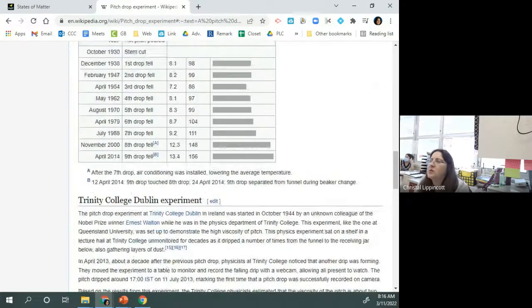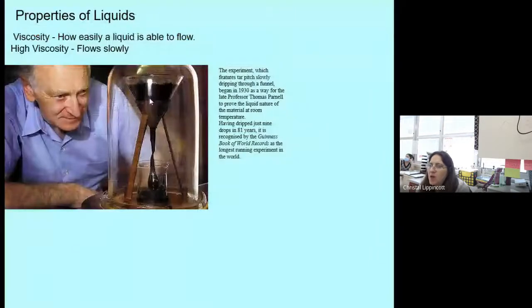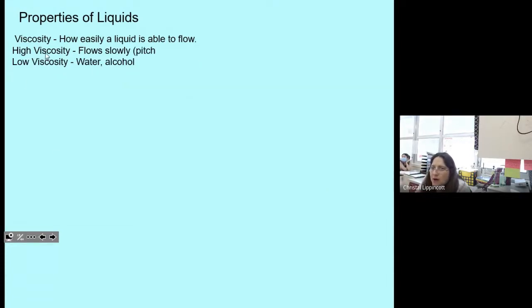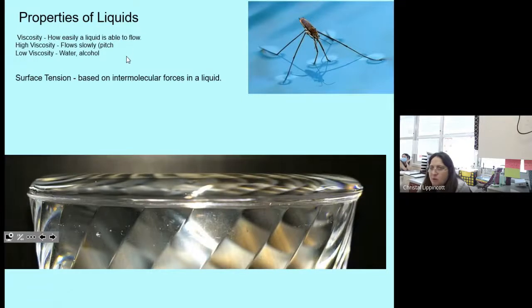Anyway, yep, that's viscosity. The higher the IMFs are, the higher the viscosity is. Does that make sense? Because they're going to hold together with the other particles that are there and not get moved as easily. Okay? So high viscosity is going to flow slowly like that pitch. That means that they're going to have high IMFs.